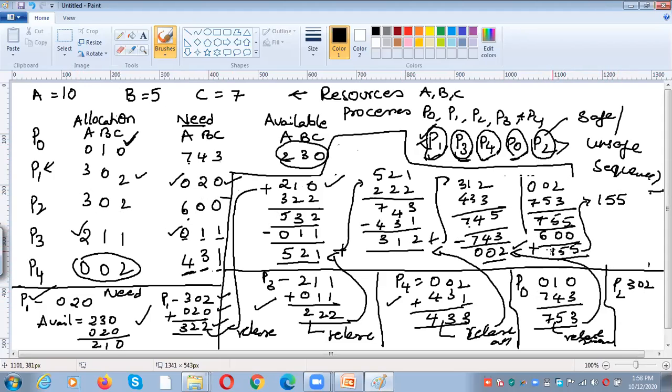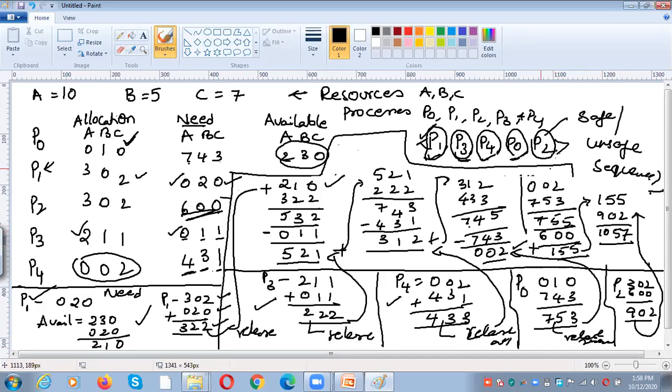After allocating 600 to P2, we deduct it from the 755 available, so that we have 155 available. So those 600 are given to P2, because the need of P2 is 600. After using it, the resources are released and added to available. So 6 plus 3 is 9, 0, and then 2. 9, 0, 2. Then 7, 5, 10.